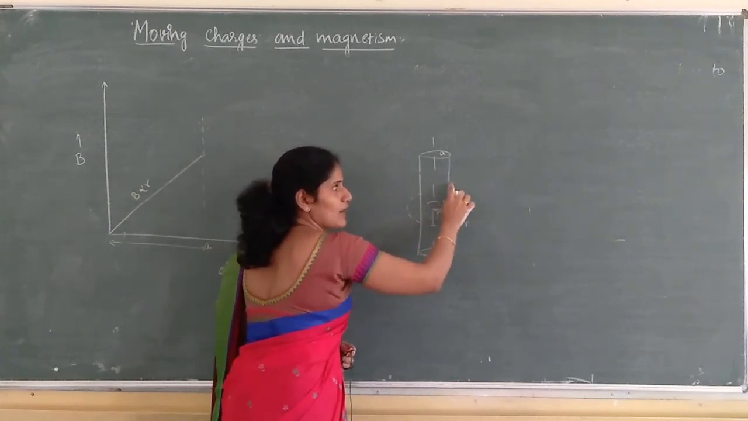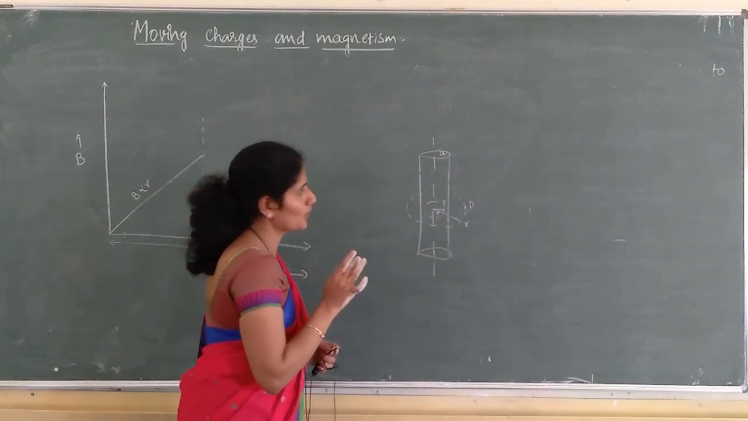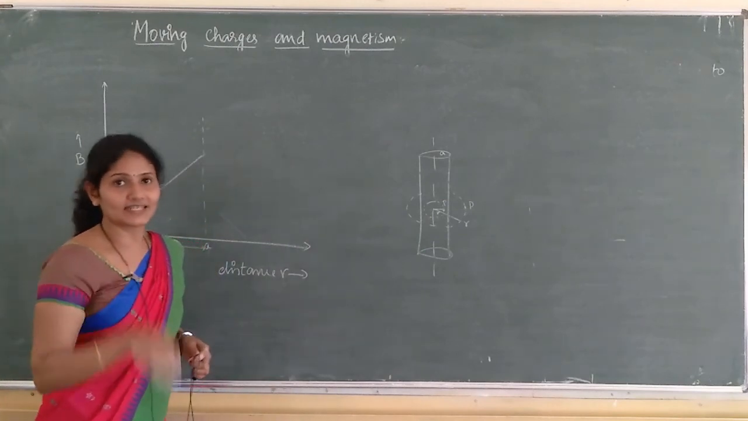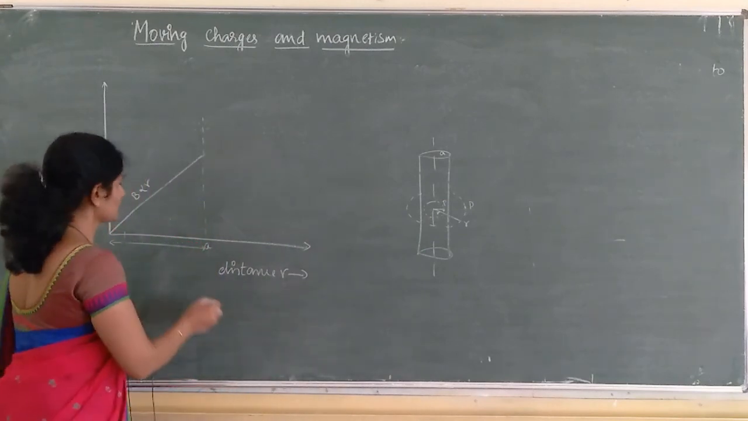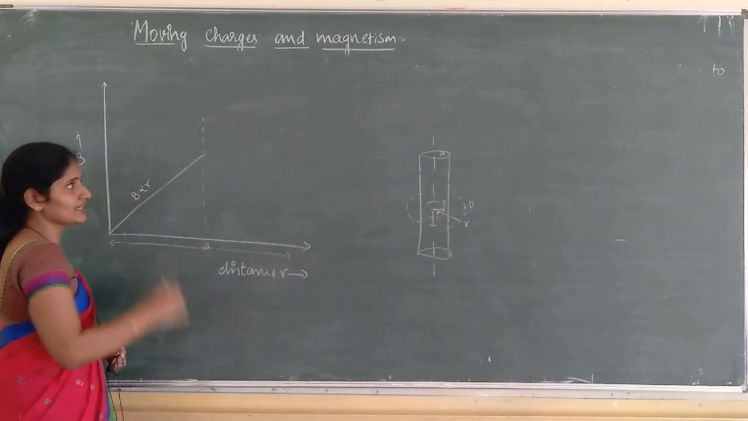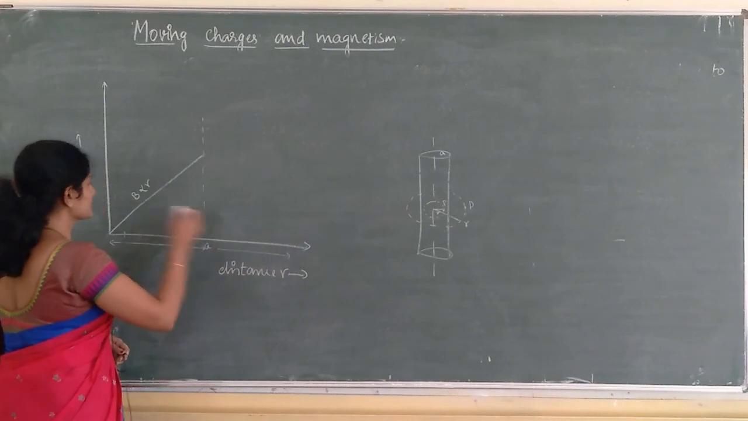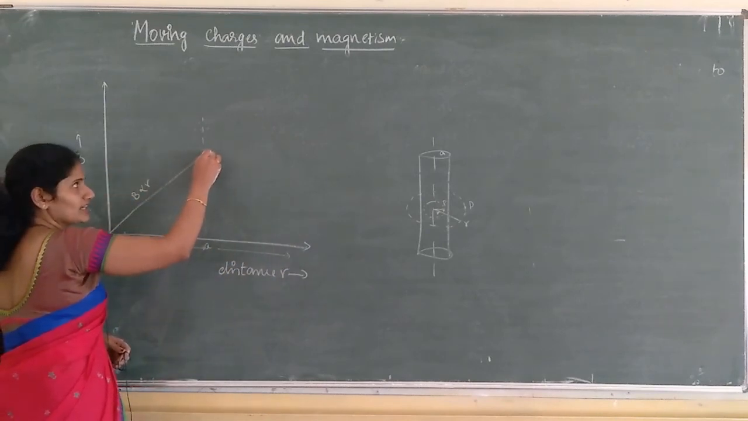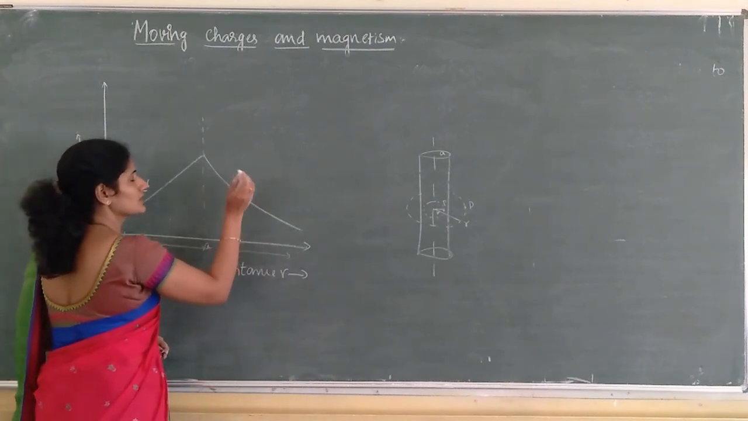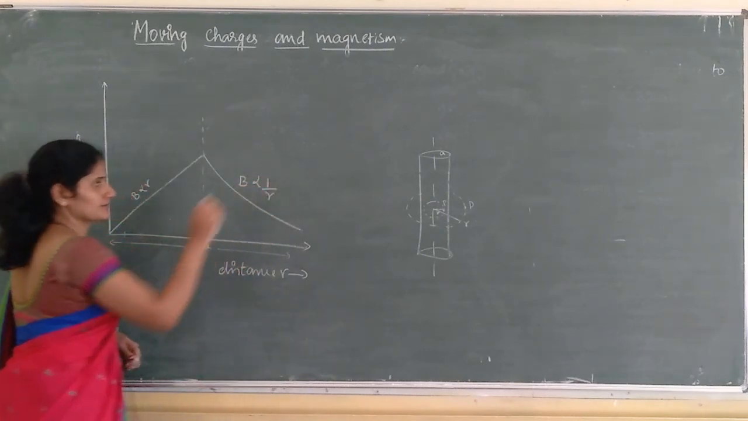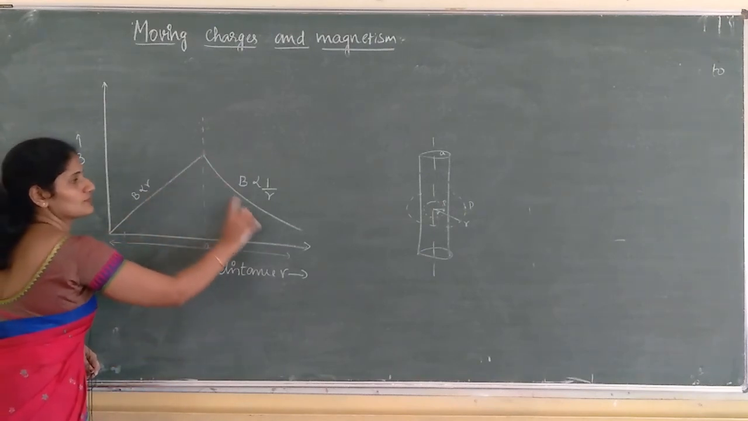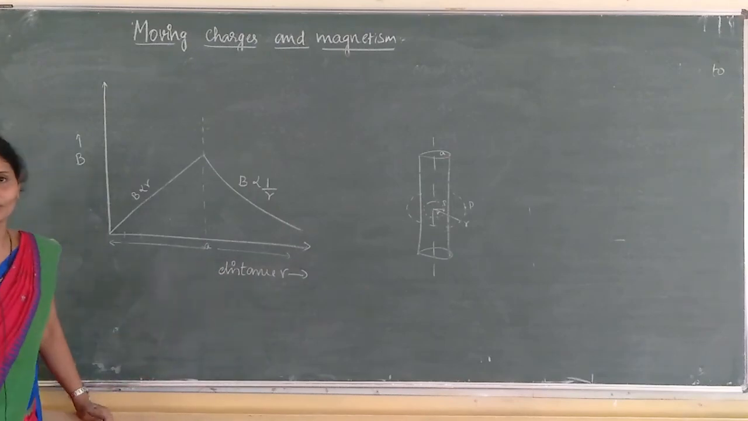Outside the conductor, after a, what happens? As r increases, the strength of the magnetic field decreases, right. That means, as r increases, the B value decreases. So, this is the graph. Here B is inversely proportional to r. Up to this point B is directly proportional to r, after this point B is inversely proportional to r.